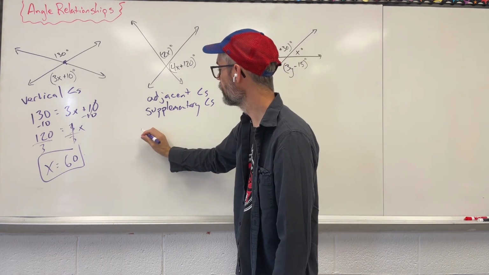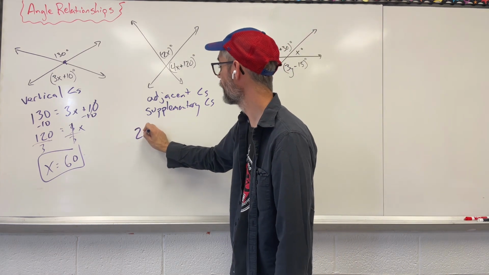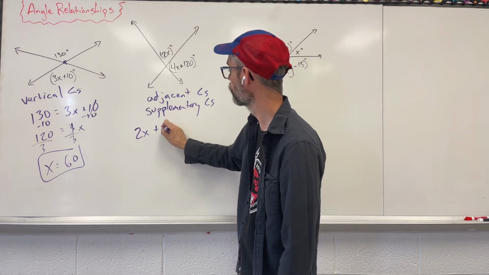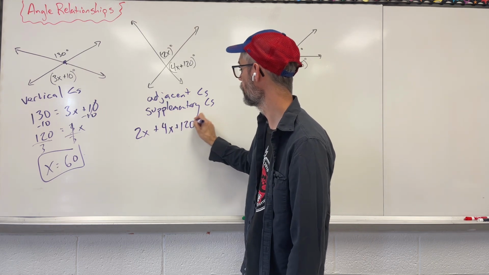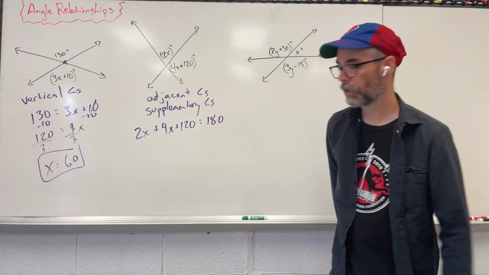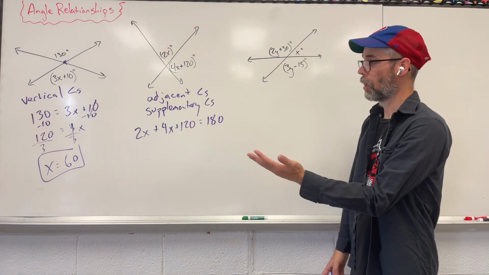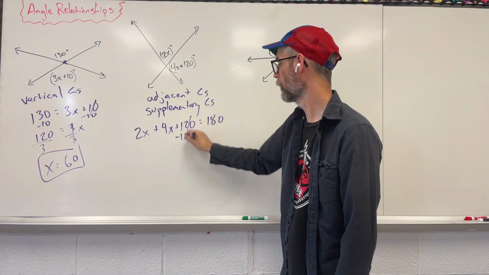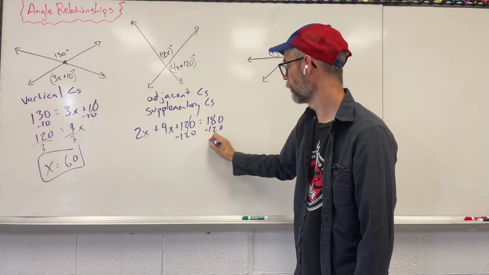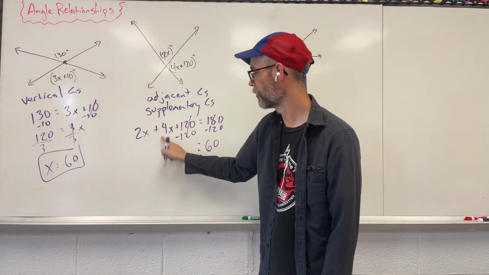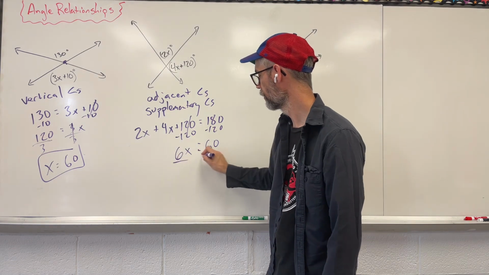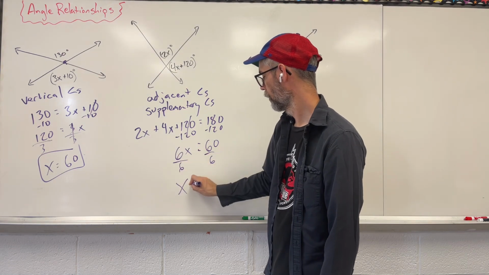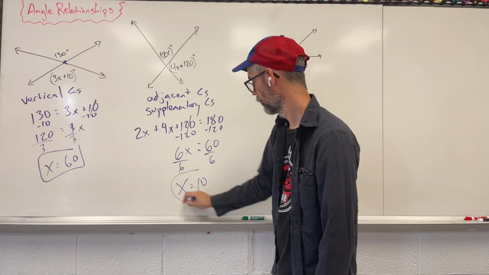So I could then create an equation that says 2x plus 4x plus 120 equals 180. Combine like terms, let's move things left and right. Move 120, leaving us with 60 equals, put these two things together, you get 6x. Divide, x is 10.